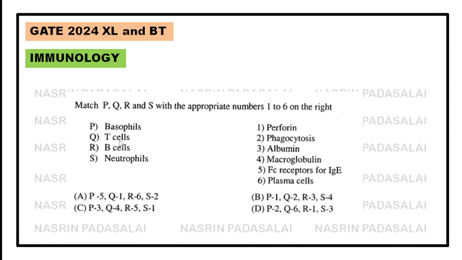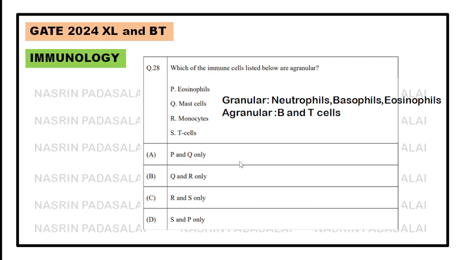Your T cell, that is your cytotoxic T cell, will produce this perforin. Next, your B cell is your plasma cell, and your neutrophils are involved in the process of phagocytosis. Okay. Next. Which of the immune cells listed below are agranular, which means they don't have granules? The correct answer for this question is your monocytes and T cell. R and S are the correct answer.